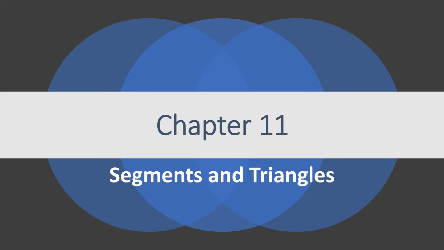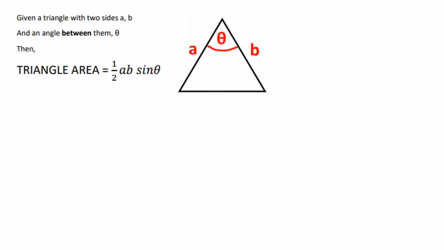Okay folks, a few more area formulas to sink your teeth into. Let's go! The first one we're going to look at is an alternate way of finding the area of a triangle, and that's using this half AB sine theta.